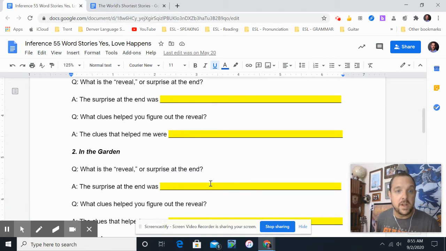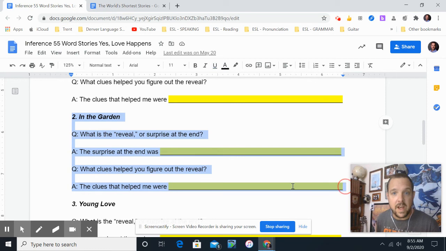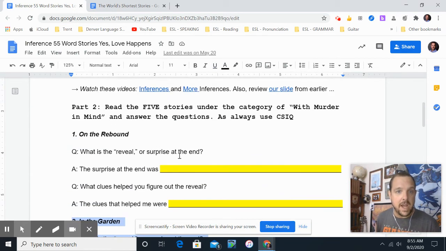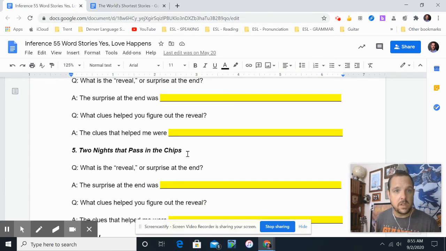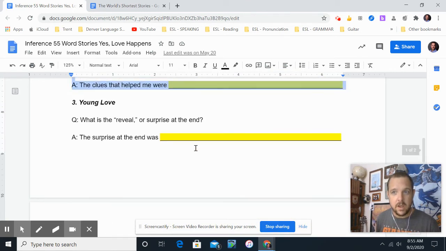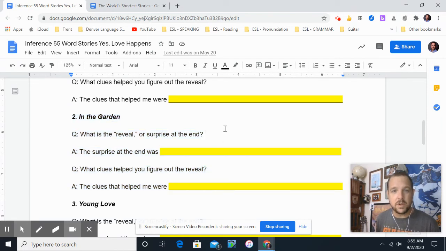So what I want you to do is I've given you number two in the garden. So in your activity today, go ahead and fill that out. But then we have on the rebound, young love and moment of decision. So in your groups today, you can talk about these, you can work on these together, but everybody needs to turn in their own inference 55 word stories, love. Yes, love happens. Turn this in by, I'll set a due date for tomorrow, but you might as well go ahead and just try to get it done as quickly as you can.